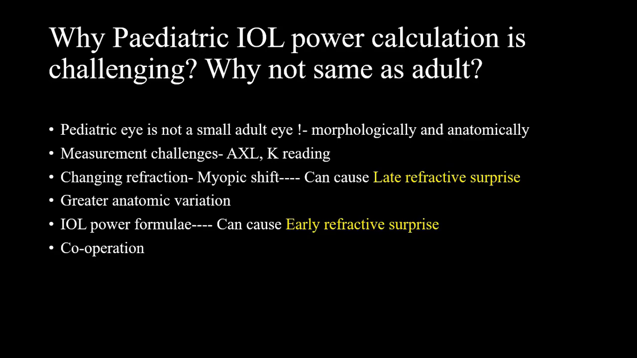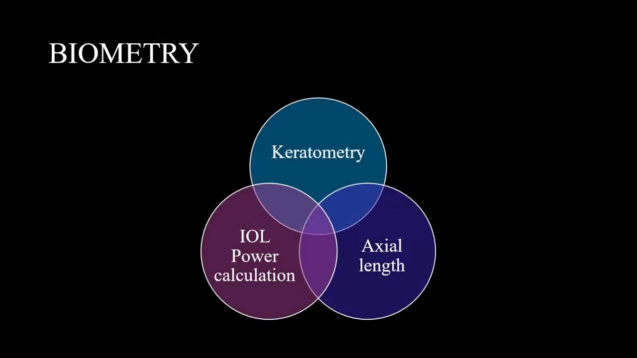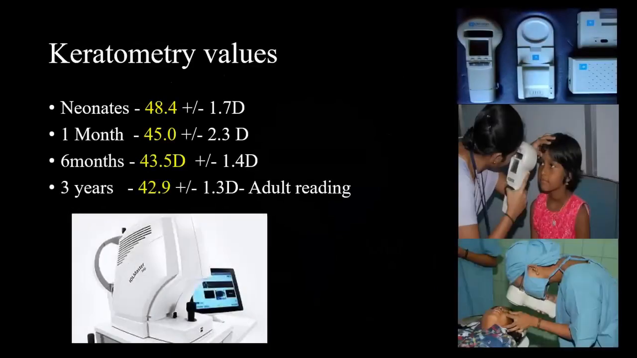And we have to very importantly choose the IOL power formula. So biometry encompasses three variables: keratometry, axial length, and the IOL power calculation. Coming to keratometry, usually children have a very steep cornea, which becomes a little flatter as age increases. From 48.4 D, by 3 years they reach the adult value of 42.9.